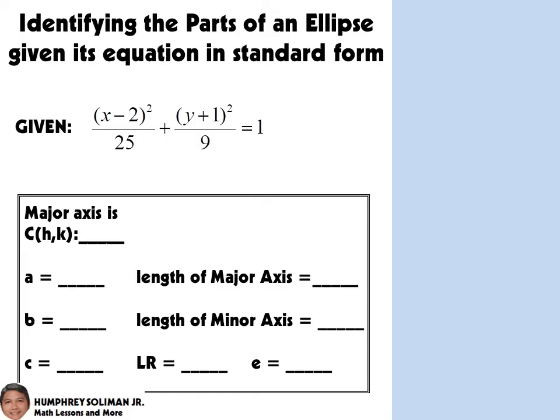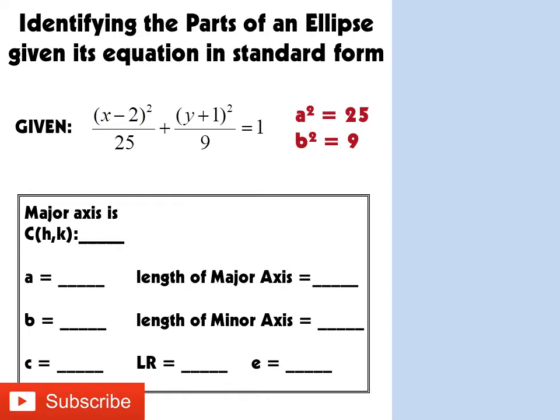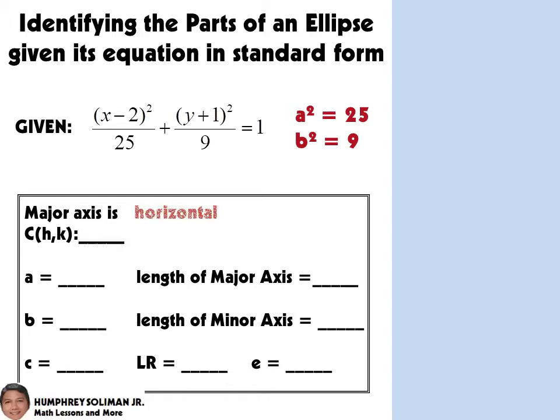Let us try identifying the parts of an ellipse given its equation in standard form. Given the quantity x minus 2 squared over 25, plus the quantity y plus 1 squared over 9, equals 1. The a squared is 25 and the b squared is 9. Here, we can say that the major axis is horizontal, because the x quantity has a bigger denominator. Then, the center of the ellipse is at (2, -1). And the length of a is 5, and the length of b is 3.